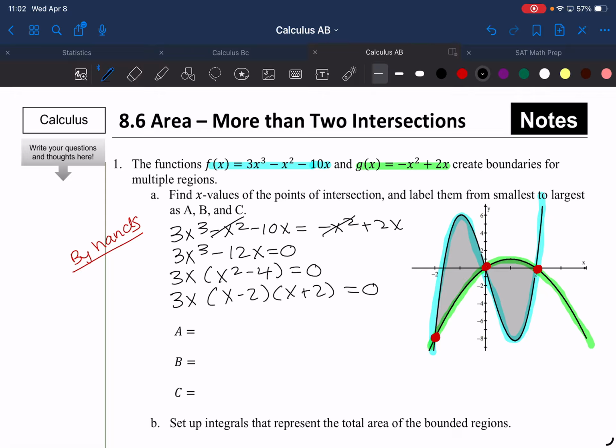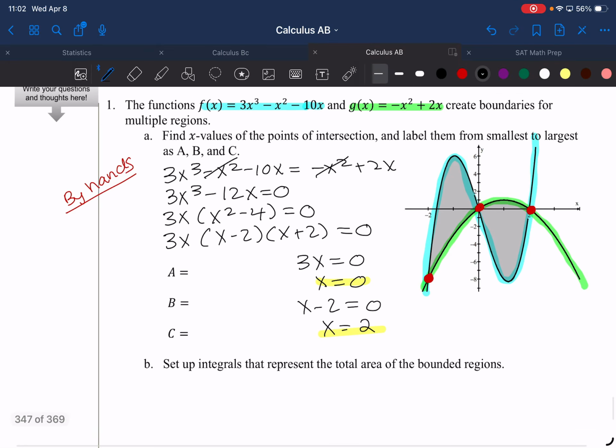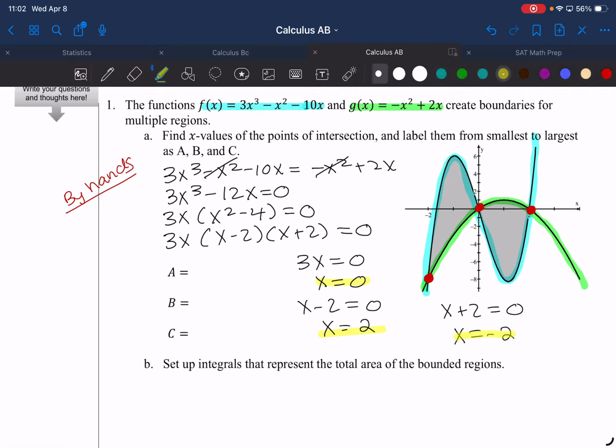So I have 3x equals 0, which means x is equal to 0. Divide both sides by 3. So that's my first one. And then I have x minus 2 equals 0, so add 2 to the other side. I get x is equal to 2. That's my second intersection. And then my last one, I do x plus 2 equals 0, subtract 2 to the other side, I get x is equal to negative 2, my last intersection.